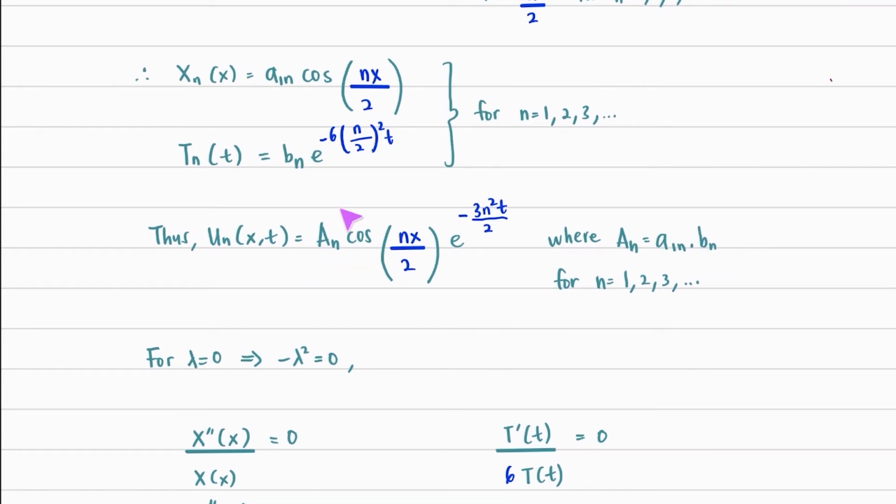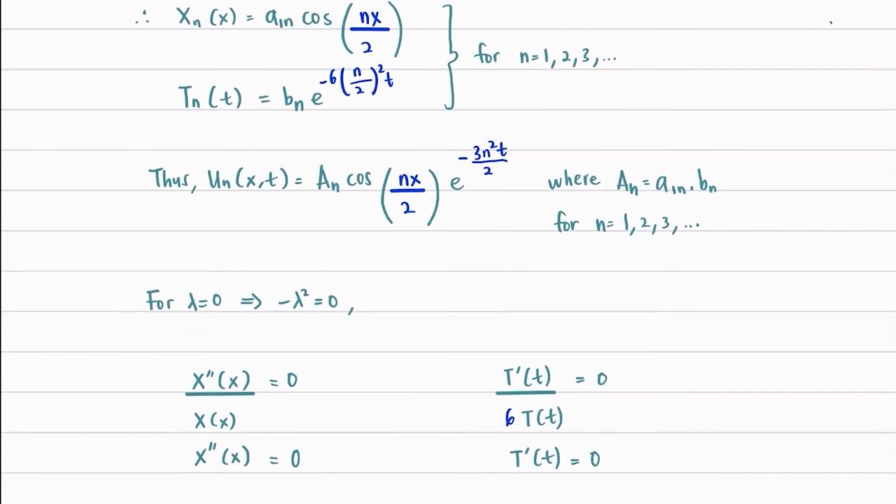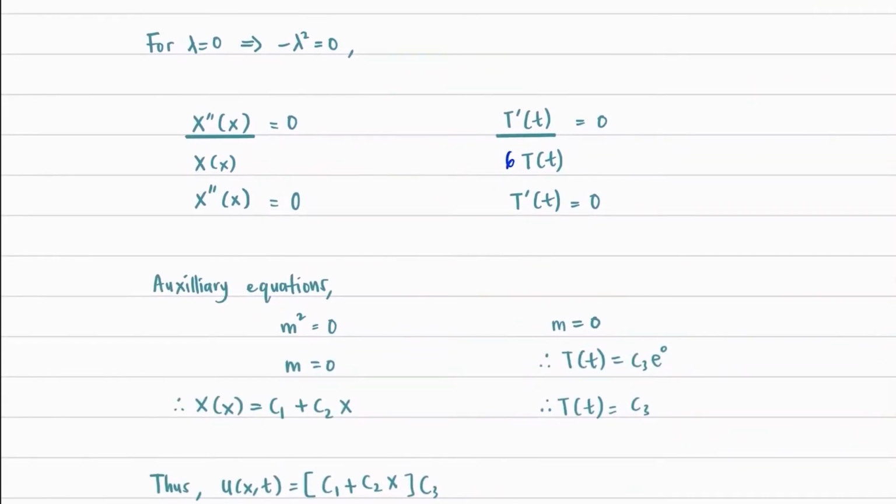Okay, we change it to capital letter to make it much simpler, for n equal to 1, 2, 3 until infinity. After that, we solve for when lambda equal to 0. For lambda equal to 0, negative lambda squared will be equal to 0. Therefore, we need to solve it from the start again.